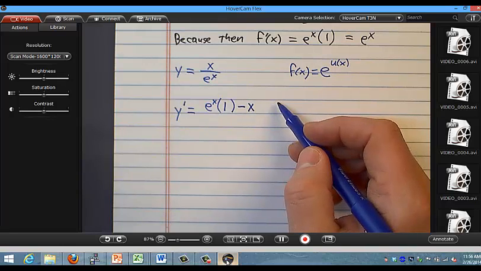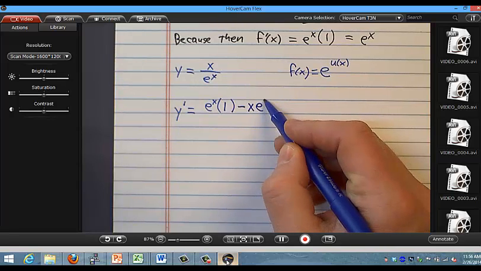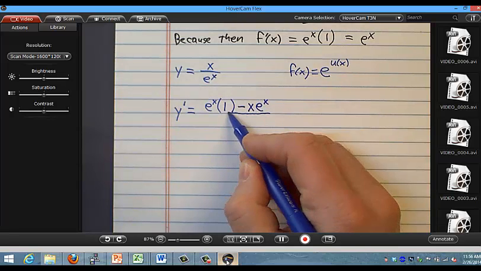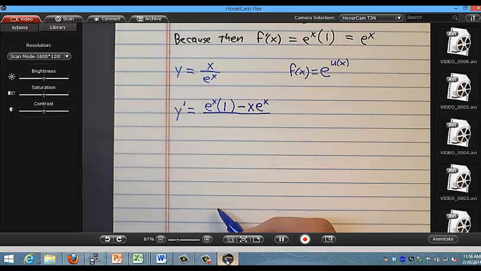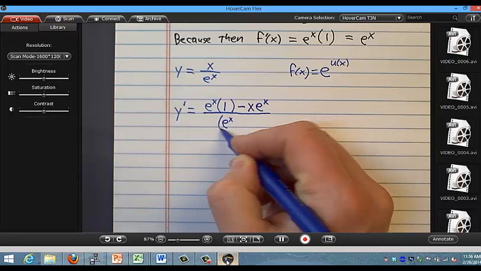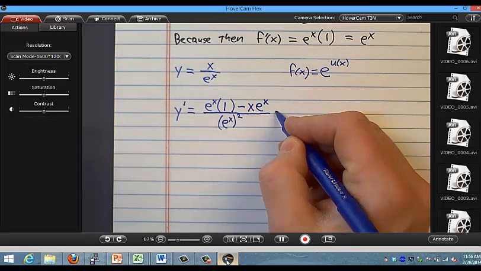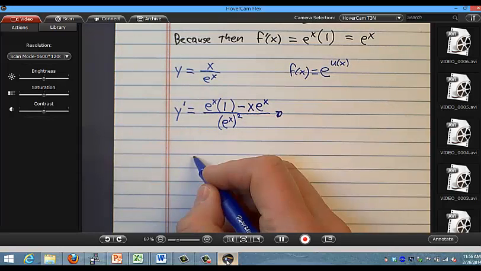See, it actually works out nice. E to the x is its own derivative. All over what? E to the x being squared. Okay, it's e to the x being squared. I guess my question is, do you know what I can do with that? Just equals 1.